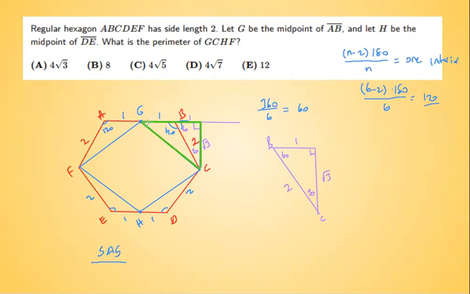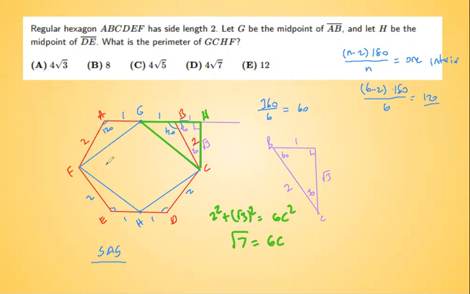So I have two legs. I just need to find the hypotenuse, so I can use my Pythagorean theorem. So let's do that. I'm going to call this HG squared, which is 2 squared plus root 3 squared is equal to GC squared. Okay, so that's 4, that's 3, that's going to be 7. If you take the square root, GC will be root 7.